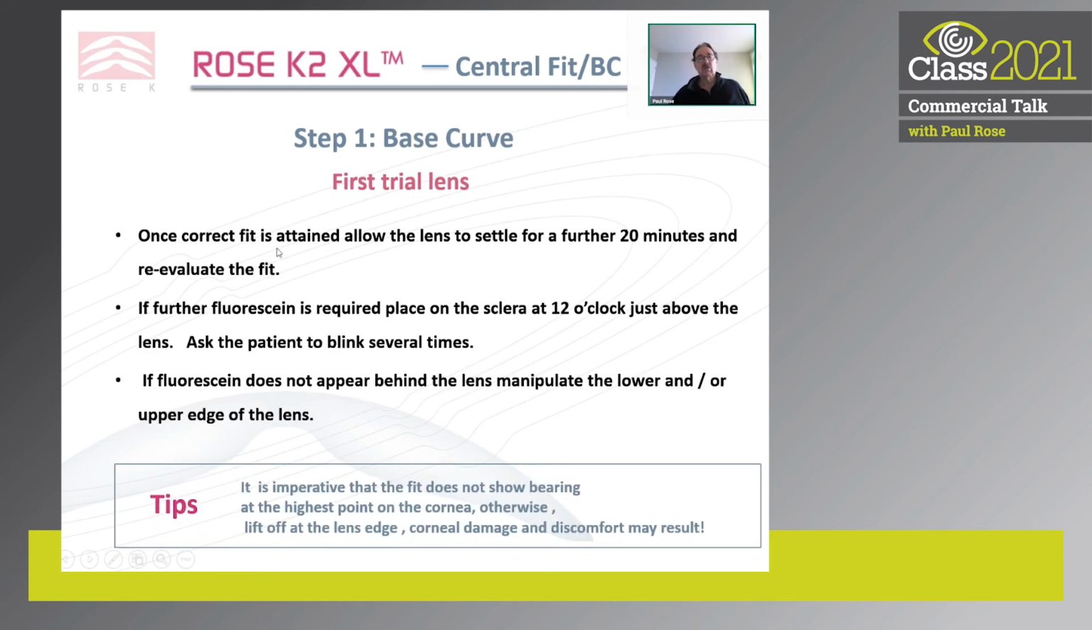So once you get the correct base curve, you're allowed to settle for a further 20 minutes and reassess it. It can settle down a little bit, 20 to 30 microns in some cases, but in other cases it doesn't settle any further. If you need to add fluorescein, put it on the sclera, a couple of blinks, and that will flush underneath the lens. Again, it's imperative to not leave the lens flat. If it is, you can cause problems to the cornea.